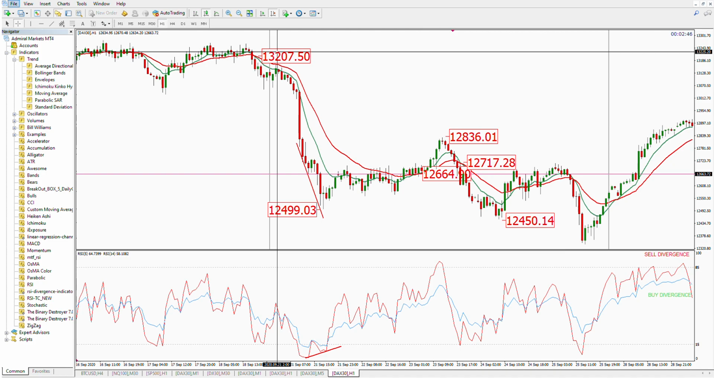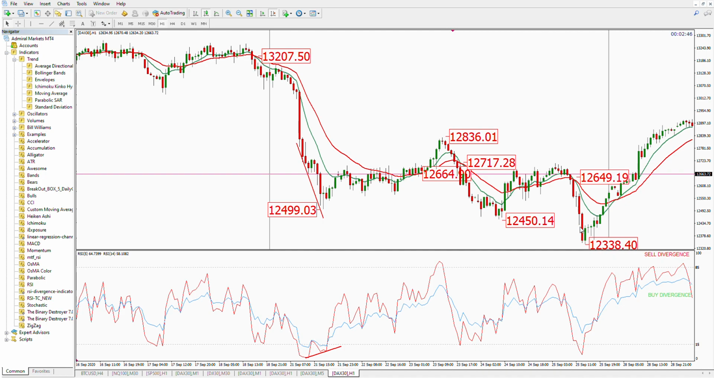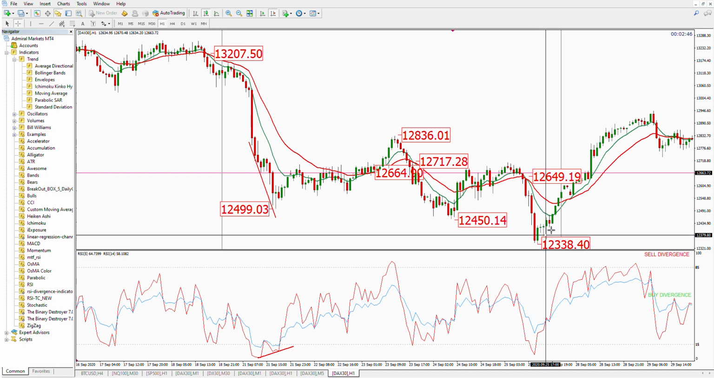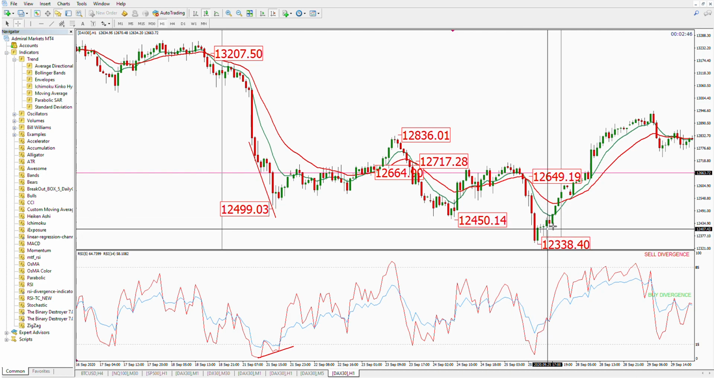Then again, it crosses, comes down here, crosses at 12,649, and price comes to 12,338. So again, another 311 pips. So what happens then? Price comes up, we get a nice green candle. Again, it's not massively bullish, but it's good because it shows buyer pressure forcing price back up here.